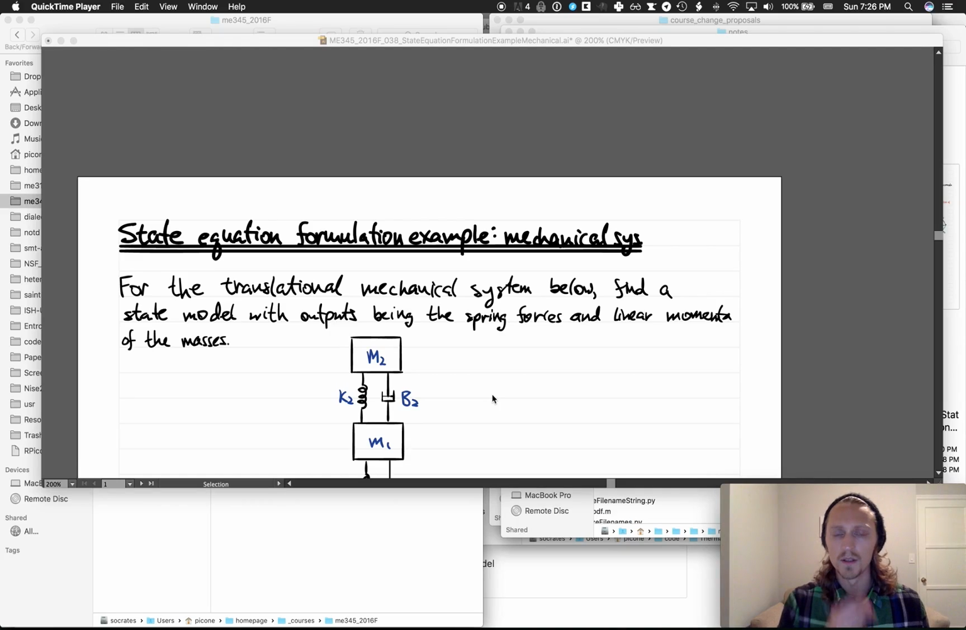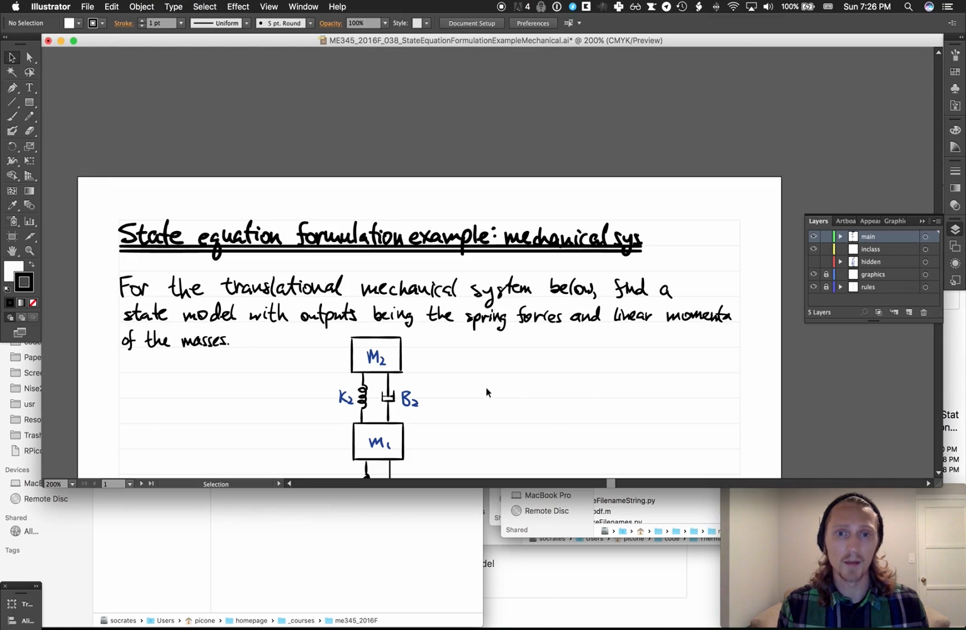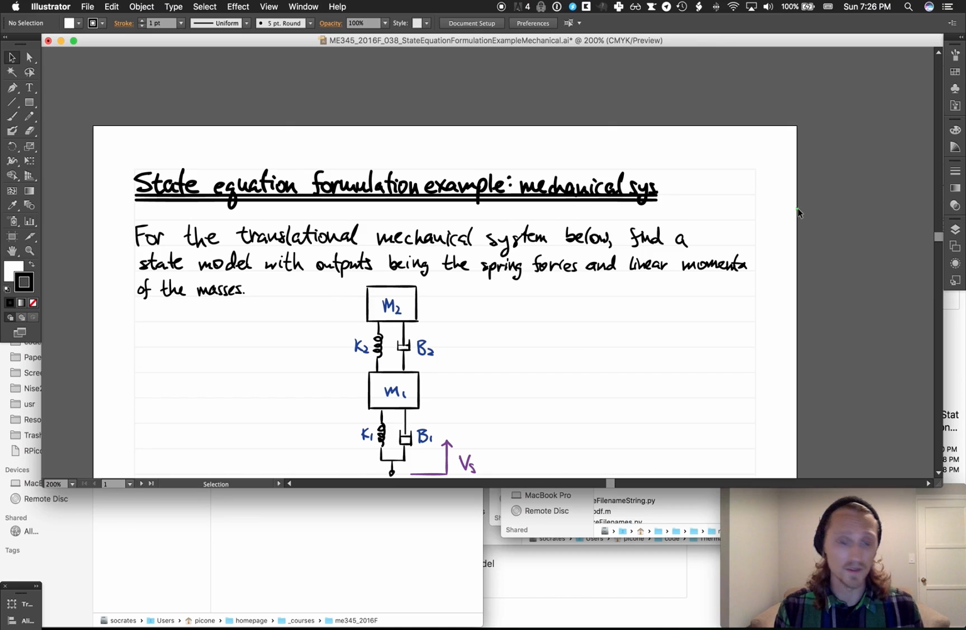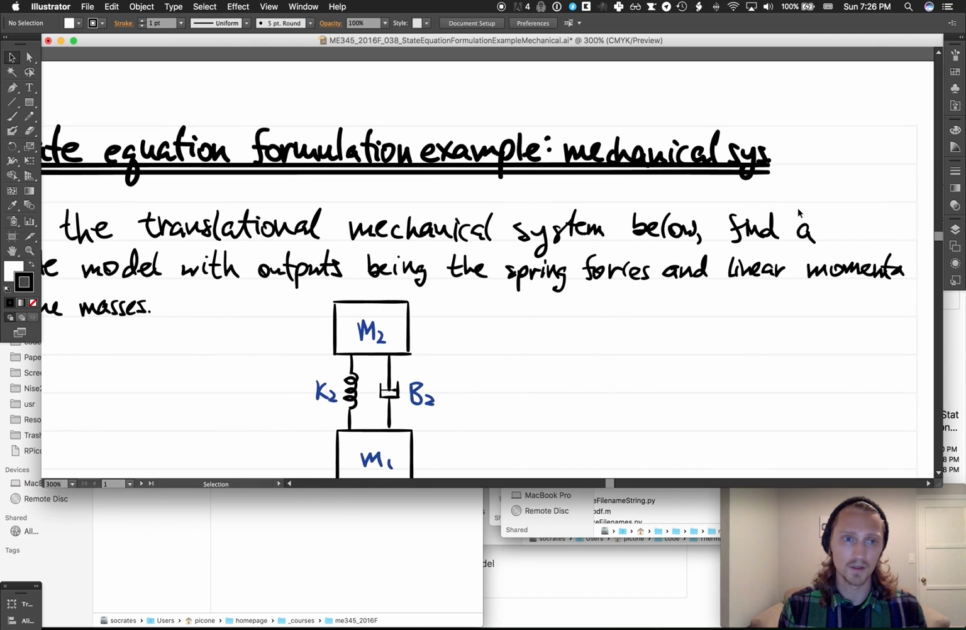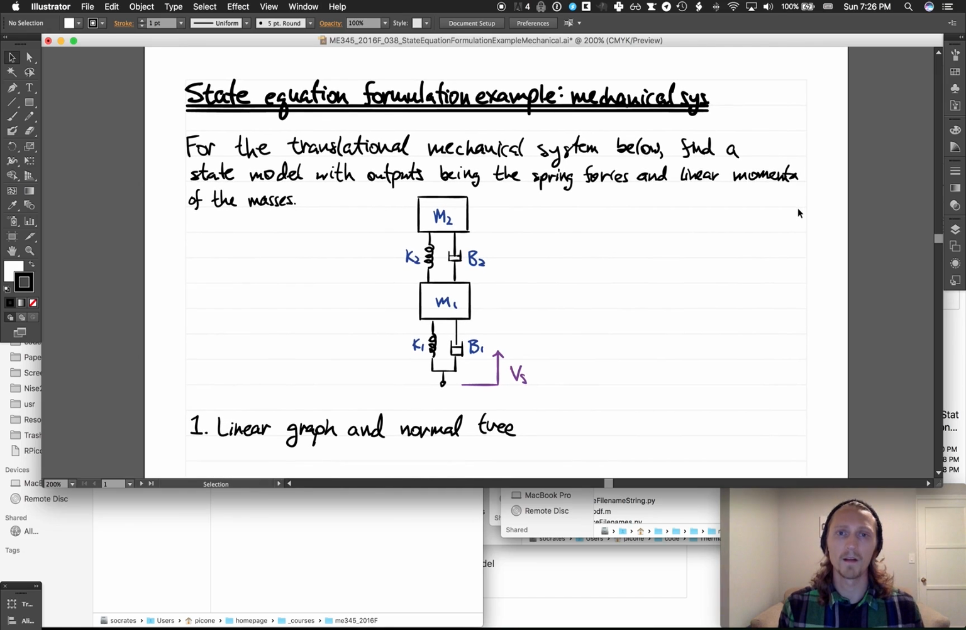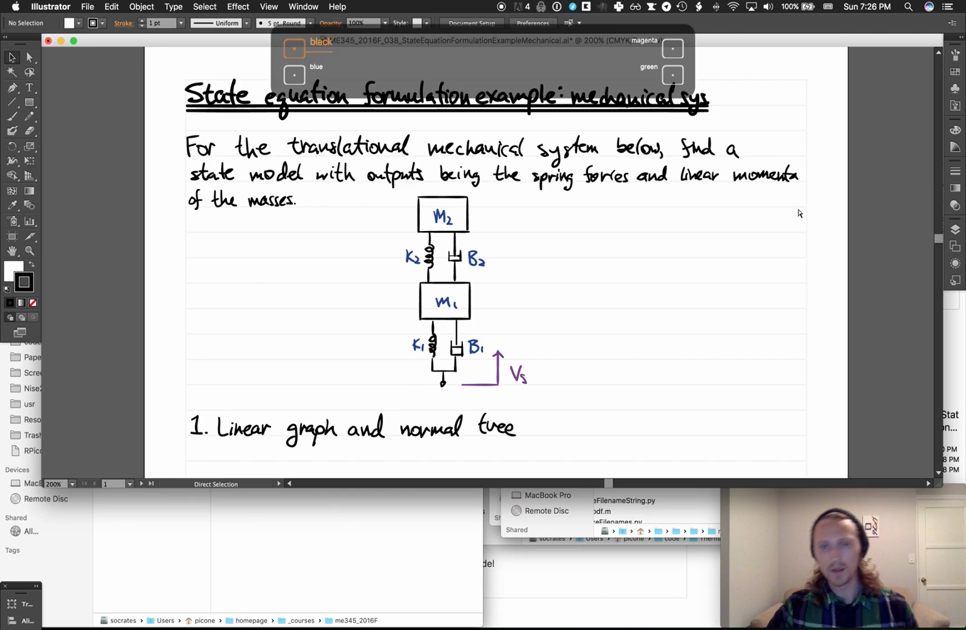We're going to do the state equation formulation mechanical system example from the top because we had a fire alarm happen in the middle and audio wasn't recording and all of that, so I think it's best if we just start over. So, look to zoom in.